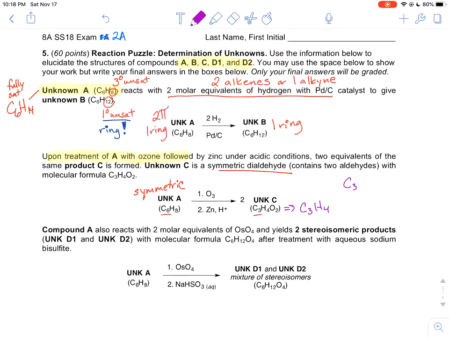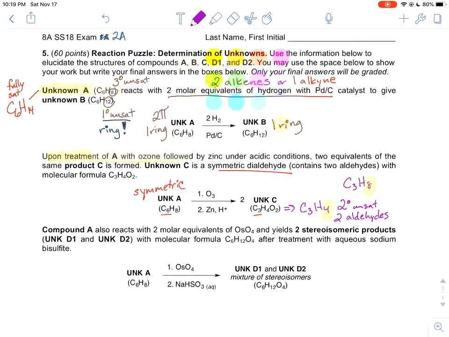We compare it to the fully saturated form, C3H8. We see that there is just 2 degrees of unsaturation then, if we took the difference between the 8 in the fully saturated form and the 4 in the actual compound. So those 2 degrees of unsaturation are explained by the 2 aldehydes, and that's it.